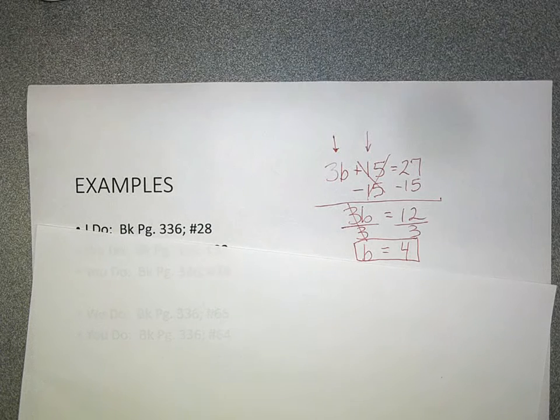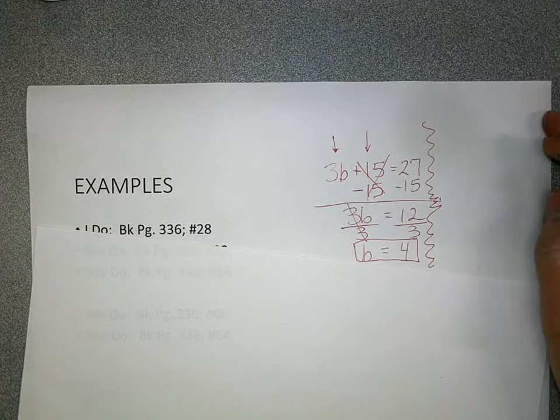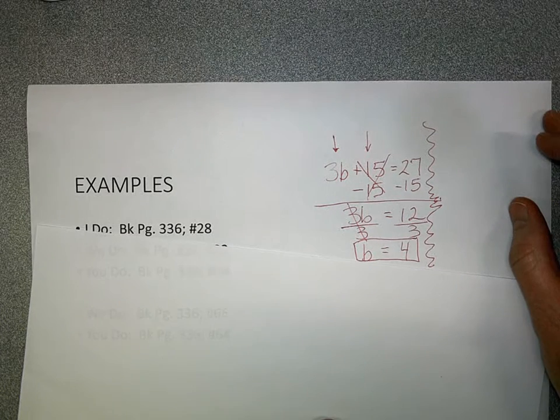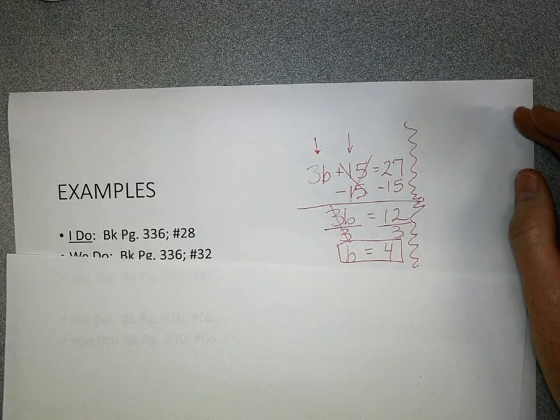Alright, so just a basic two-step equation from elementary school. Go ahead really quickly, grab your pencil and write that down. Give you guys, I don't know, 20, 30 seconds to write it down. Okay, so let's go ahead and do number 32.